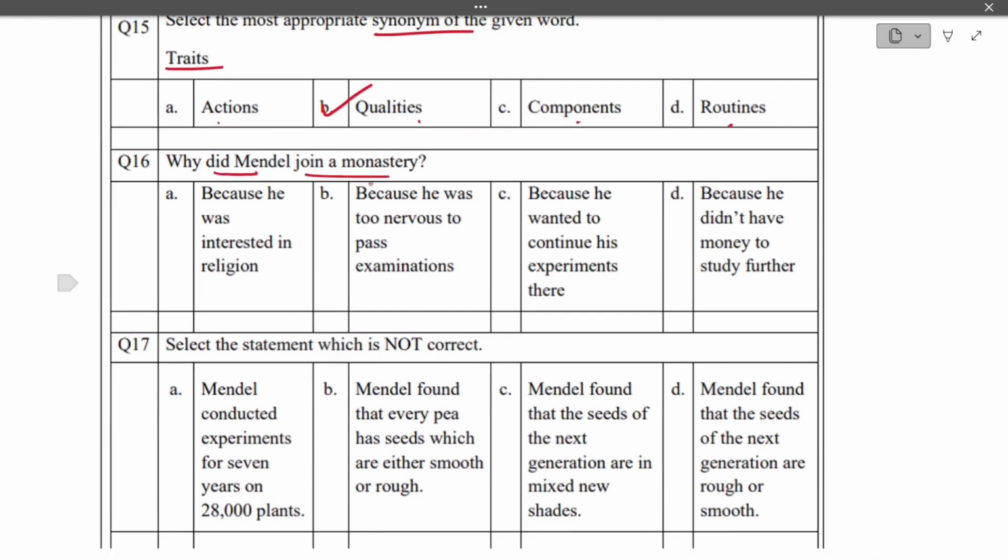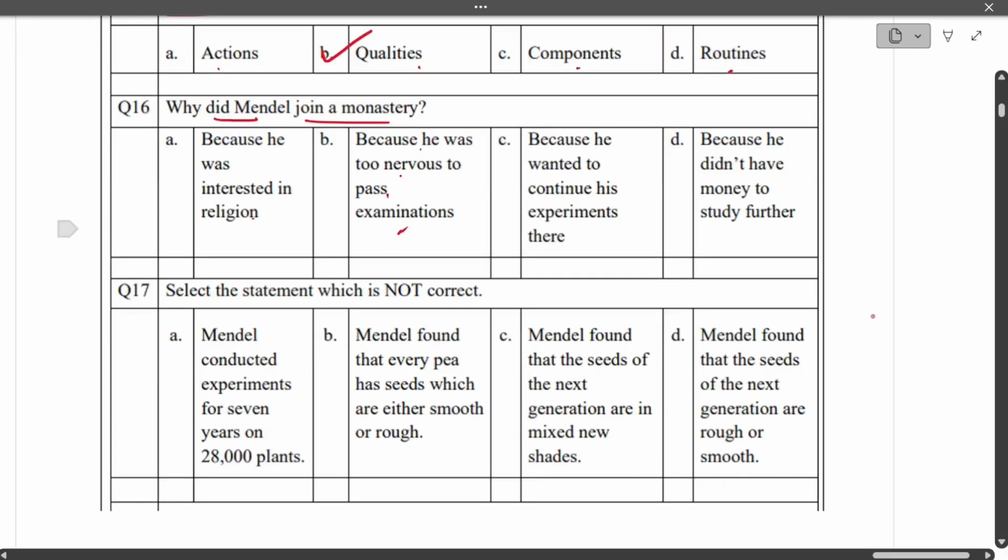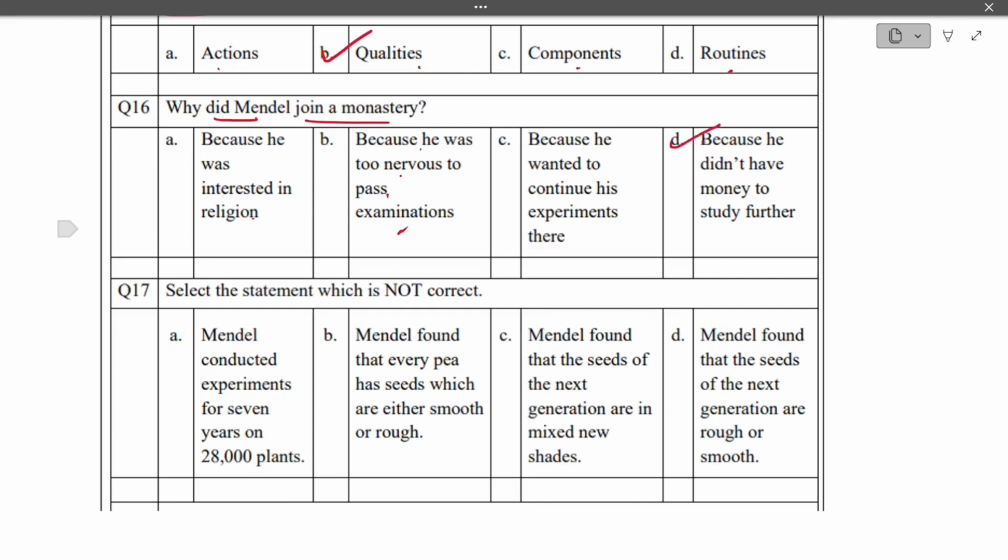Why did Mendel join a monastery? The options are: because he was interested in religion, because he was too nervous to pass the exam, because he wanted to continue his experiments there, because he didn't have money to study further. See, if you have read the passage, the correct answer is because he did not have money to study further. It was there in the first paragraph itself, on line number 2 or 3, if you have noticed it correctly. The correct answer for this is going to be option D, because he didn't have money to study further, he joined a monastery.